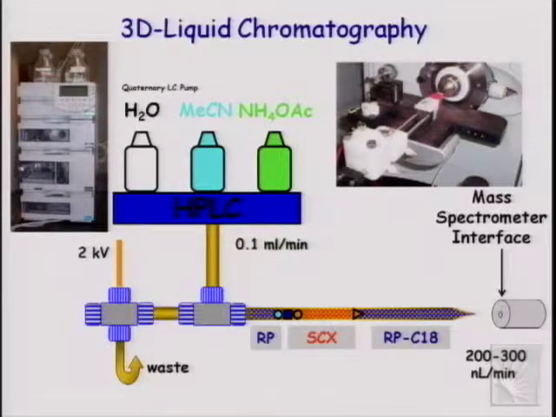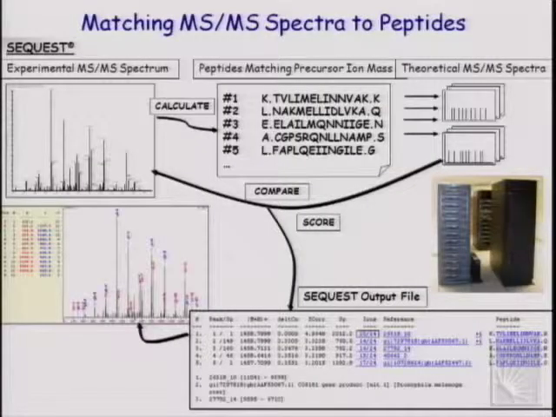MudPIT is basically a pseudo three-dimensional chromatography approach where you have low and high acetonitrile and a semi-volatile salt, so that over the course of 10, 20, however long you want to do it, you elute peptides into the mass spectrometer for analysis. The key aspect for all of this is comparing experimental tandem mass spectra to theoretical tandem mass spectra to get your actual results. We use Sequest. There are plenty of other approaches out there these days. But this is the fundamental aspect of the quantitative proteomics approach that we use, which is spectral counting.